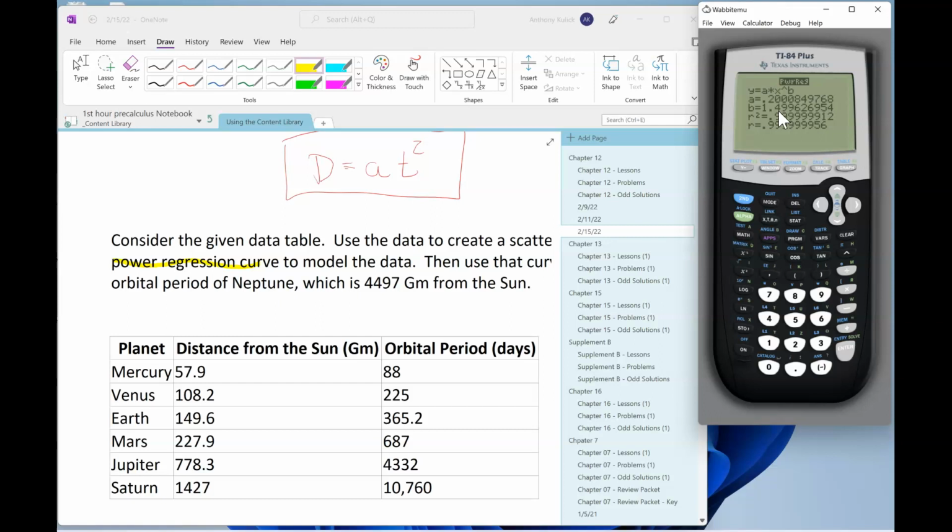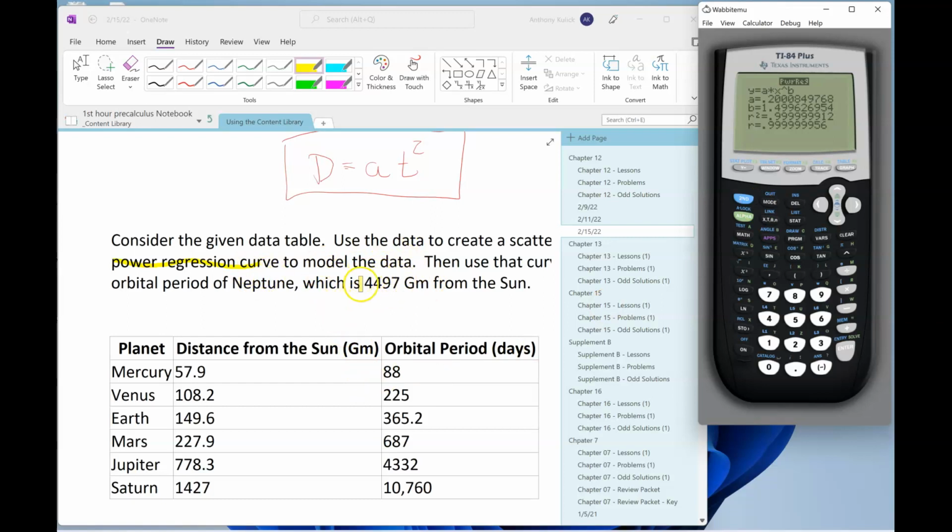Everybody's okay with that idea? And then the R squared tells me that is quite good. Look at that R squared value. Can't get much closer to 1 than that, right? That's pretty doggone good. Okay, so what I want to do is predict the orbital period for Neptune.